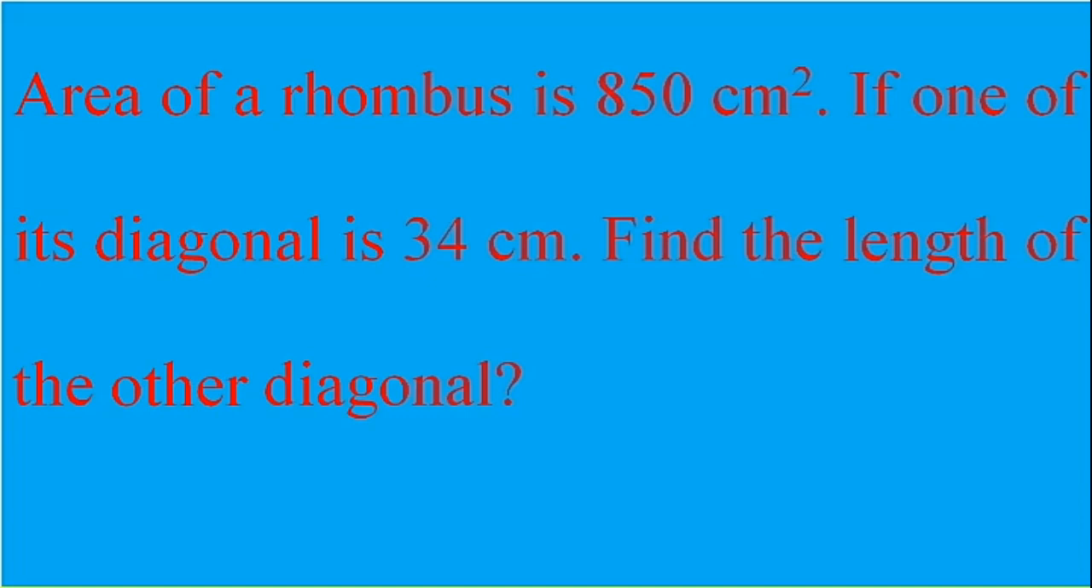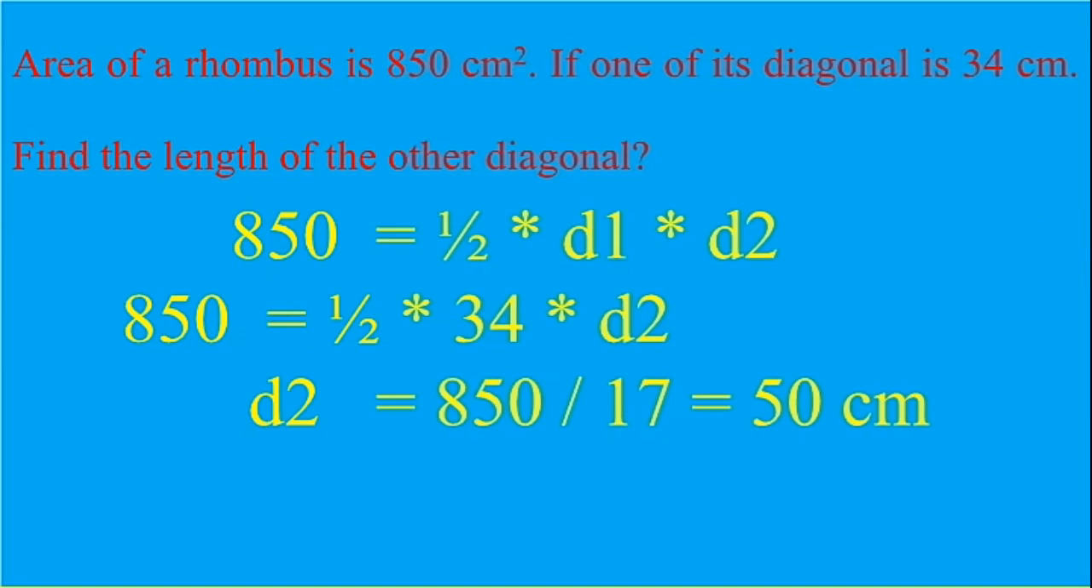So half into d1 into d2 equal to 850. One of the diagonals is 34, so substitute half into 34 into d2 equal to 850. Once you solve this, you will get the answer as 50, because half of 34 is 17, and 850 divided by 17 is 50 centimeter. So the second diagonal is 50 centimeter.